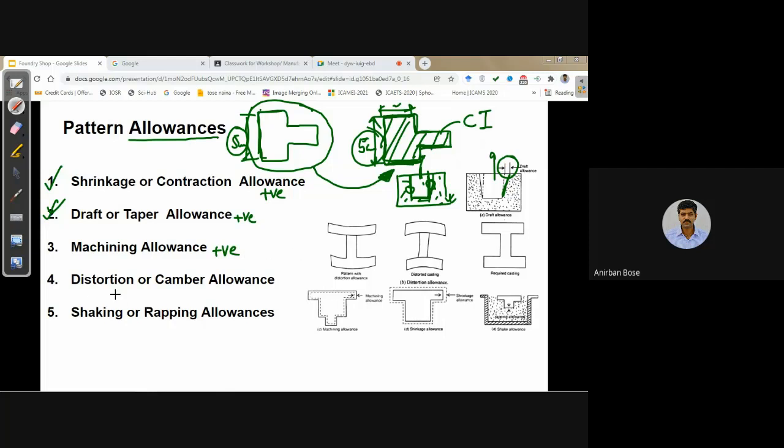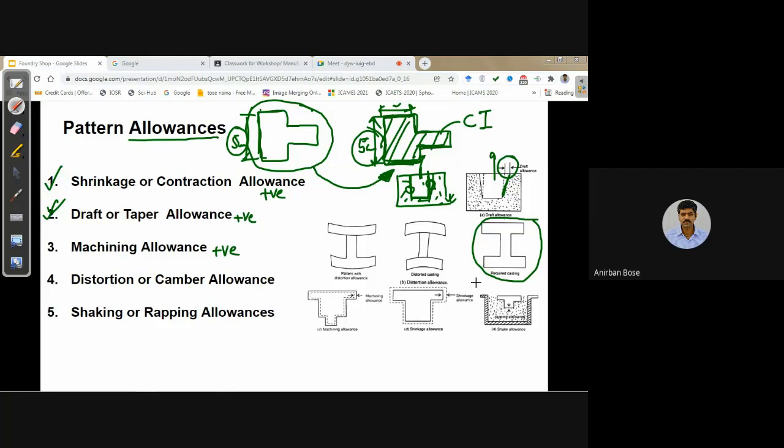Now coming to the distortion or camber allowance. Distortion or camber allowance is like, suppose you want to make this kind of I section, okay? This kind of I section. What happens actually, you know, very high temperature molten metal is poured into the mold cavity, right? Because of the high temperature, the sand mold also expands. The sand mold may also expand.